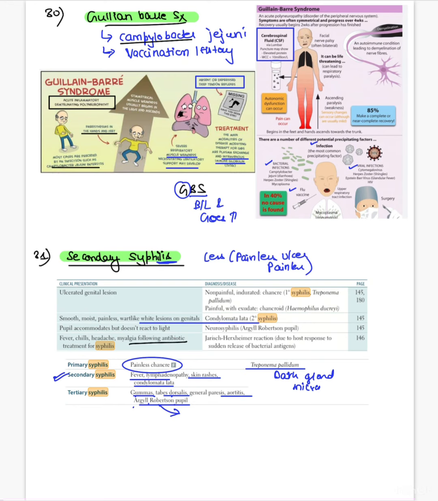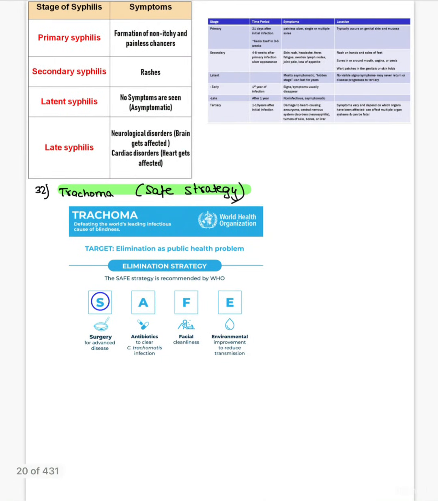Okay, following antibiotic treatment, you have a reaction that is known as the Jarisch-Herxheimer reaction, due to the host response to the release of a sudden amount of bacterial antigen. So what is the summary?